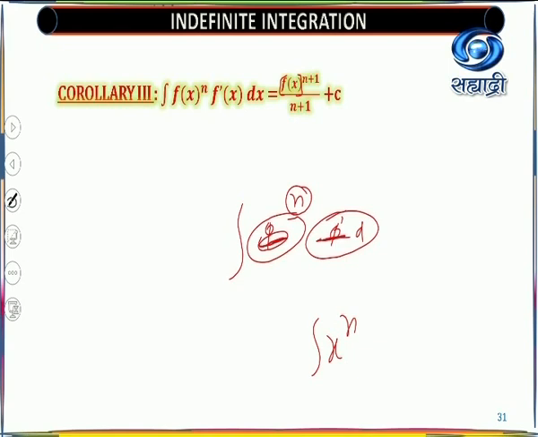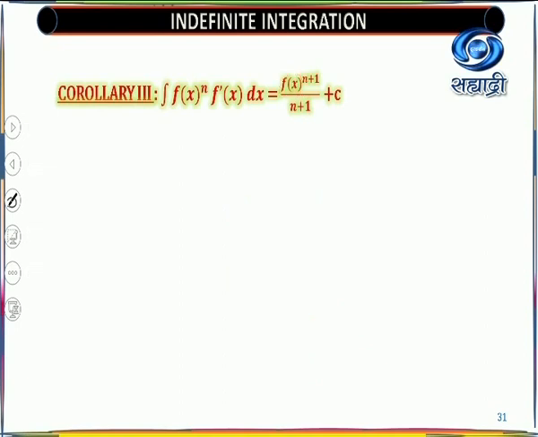Okay, but you are able to use this in terms of function only. So we'll begin with our corollary. We'll start with the proof of the corollary. Let I equal to [f(x)] raised to n, f dash of x. This is a bracket over here, because it's the power of the complete function. So [f(x)]^n f'(x) dx.